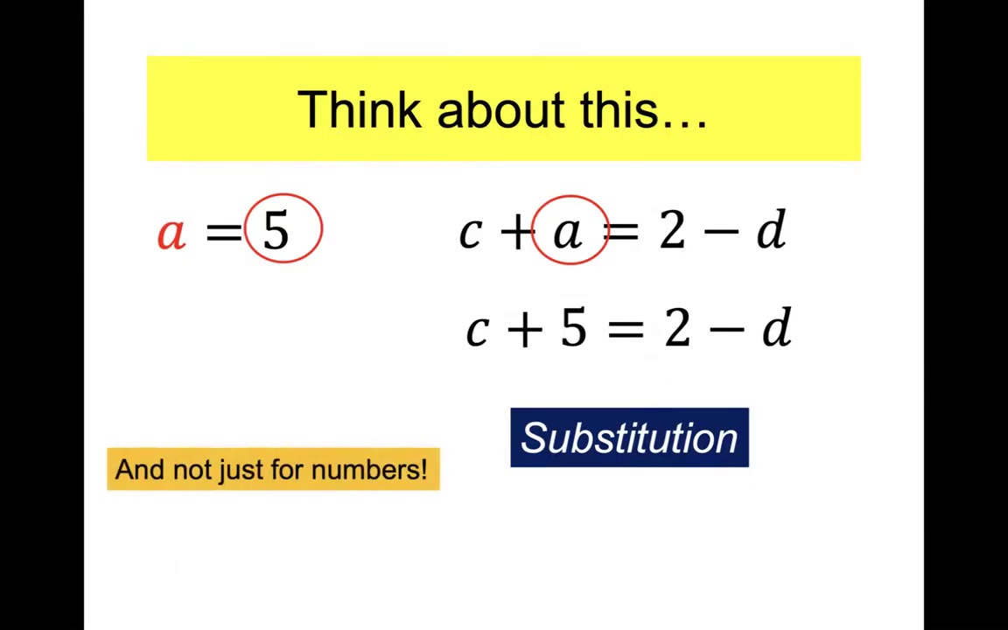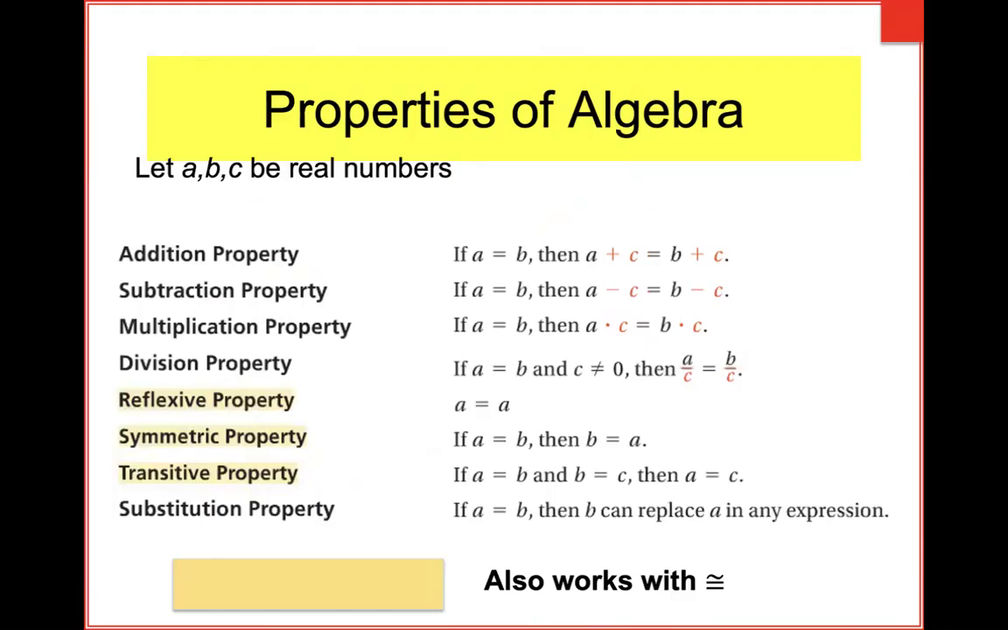It also allows you, not just for numbers, to swap out variables with other variables. If A is equal to the variable B, then I could take that same equation there at the top right and substitute for the letter A, the letter B. So substitution works for numbers and it also works for variables. This is called the substitution property. And it looks like we're out of space. I do have one more property to write down.